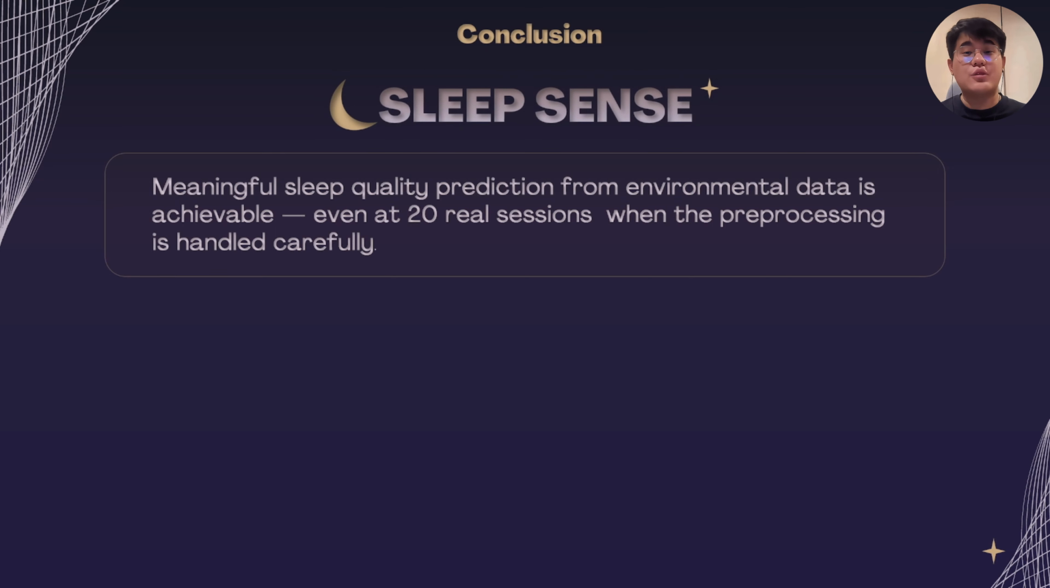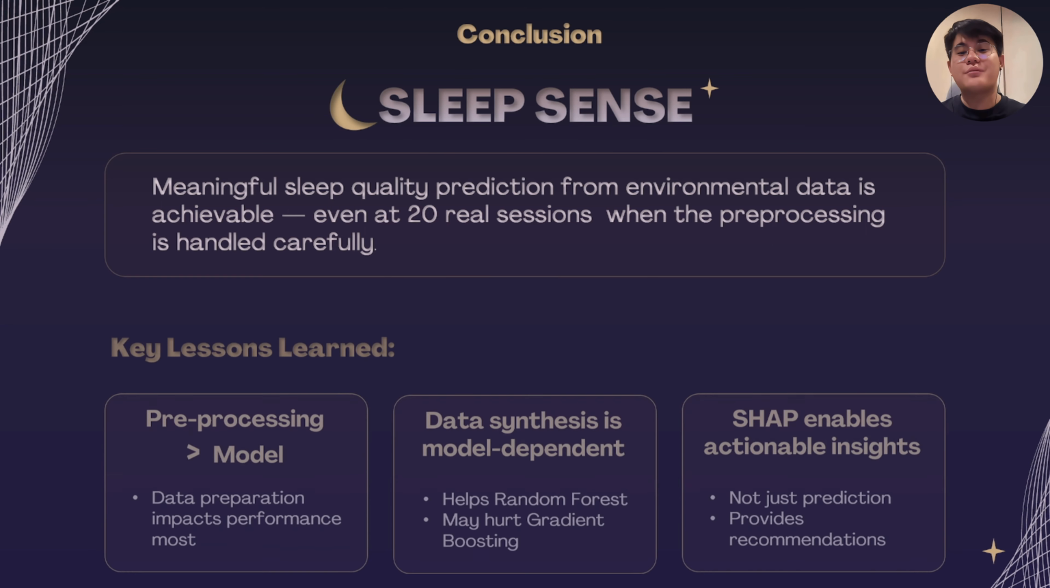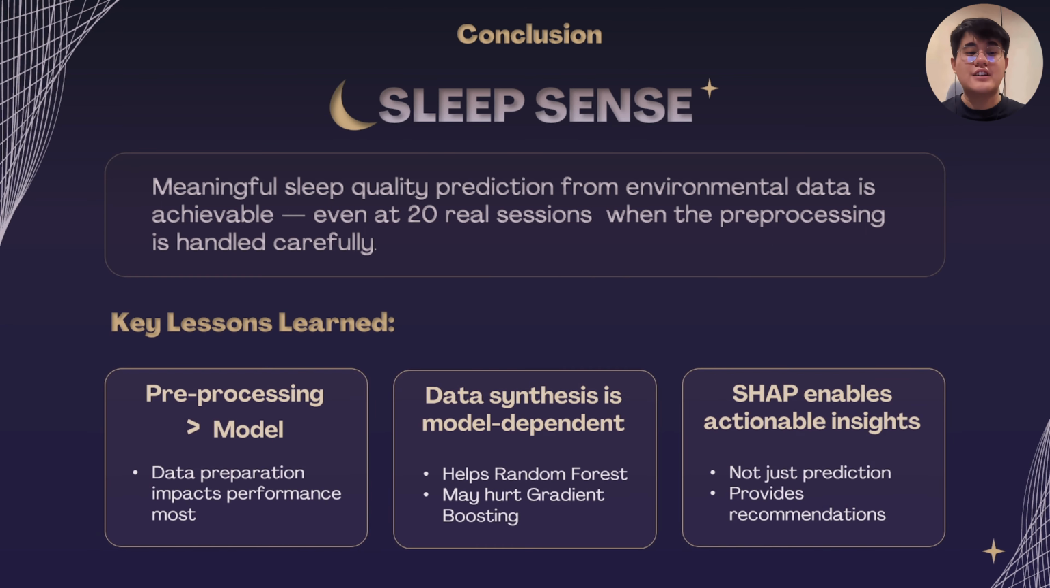Let's wrap up. SleepSense shows that meaningful sleep quality prediction from environmental data is achievable when the preprocessing is handled carefully. Preprocessing decisions matter more than model choice. Session aggregation, adaptive skewness detection, Winsorization, GroupShuffleSplit, and data synthesis each have a larger impact on final MAE than switching between models. For data synthesis, it works, but it's model dependent.